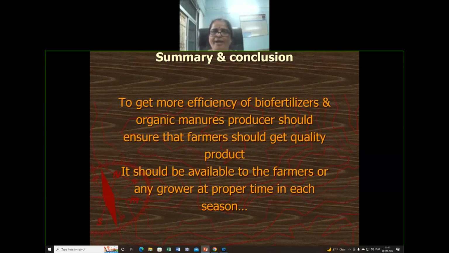So to sum up, I can say that to get more efficient production of these organic manures, biofertilizers, biopesticides, biostimulants, bioprotectants, you name it and we have it, you should ensure that the farmer or any end user, even a kitchen garden practitioner or kitchen gardener, should get a quality product. That is most important, and it should be available to the farmers or any grower at the proper time. It should not be like kharif ke time mein rabbi or rabbi ke time mein kharif. It should be at the proper stage, age and phase. It should be in the proper season. So that is all from this end.